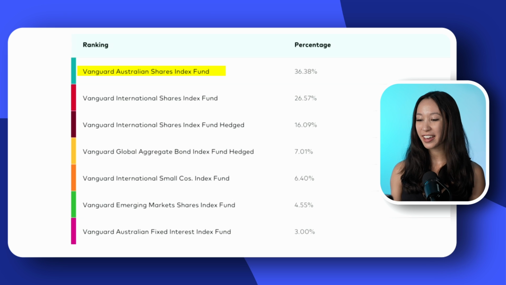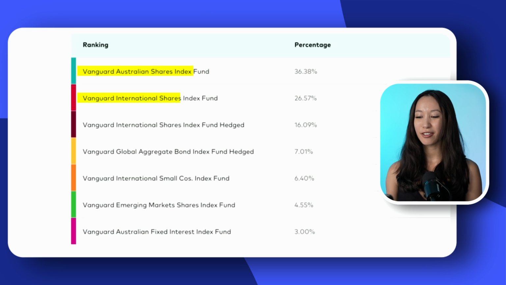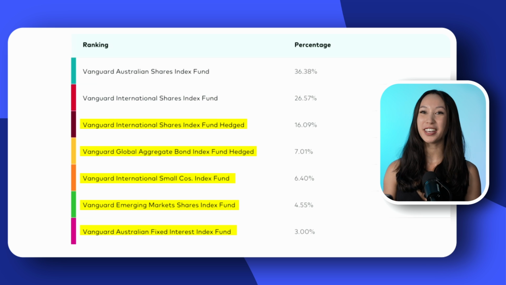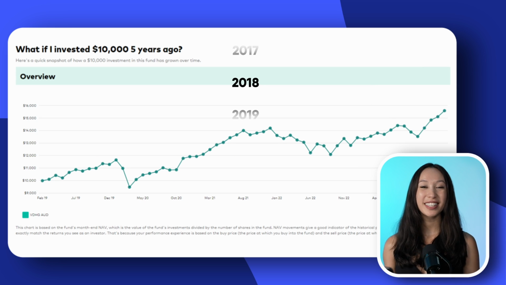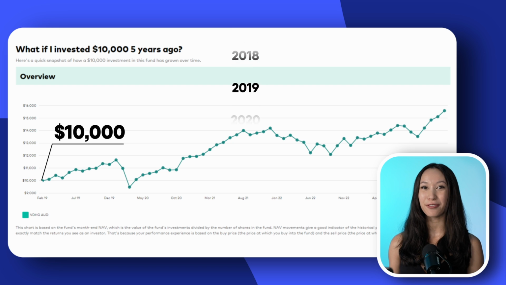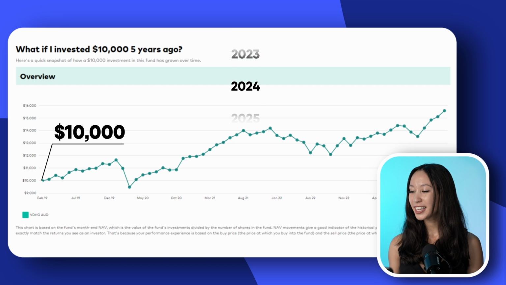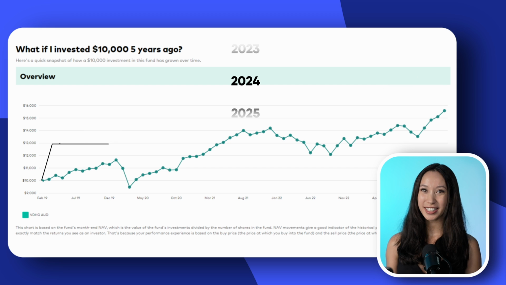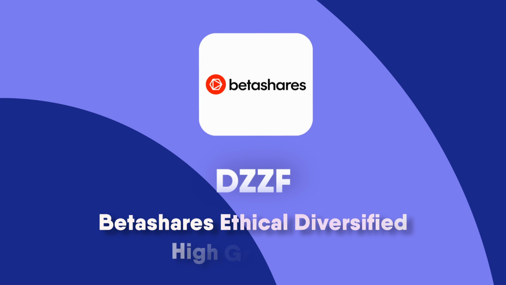For example, the Vanguard Australian Shares ETF, the Vanguard International Shares ETF, and some other small cap and fixed interest ETFs. If you invested $10,000 into this ETF 5 years ago, you would have $15,824 today. And another diversified high-growth ETF, but with a more ethical focus, is DZZF.